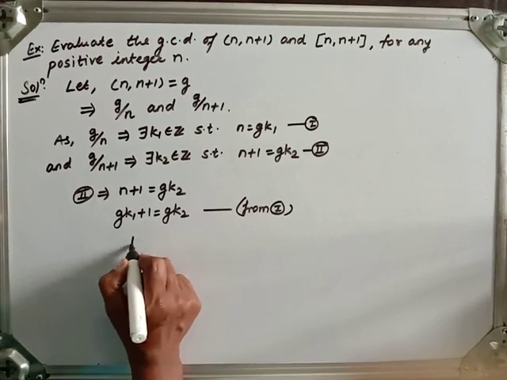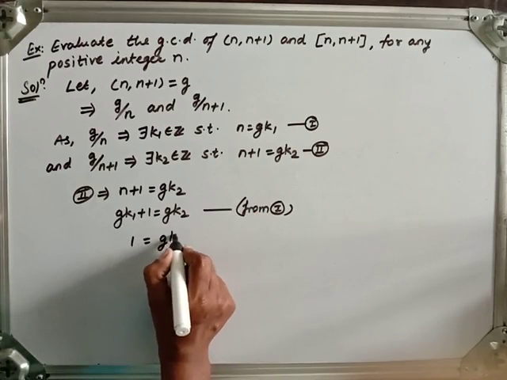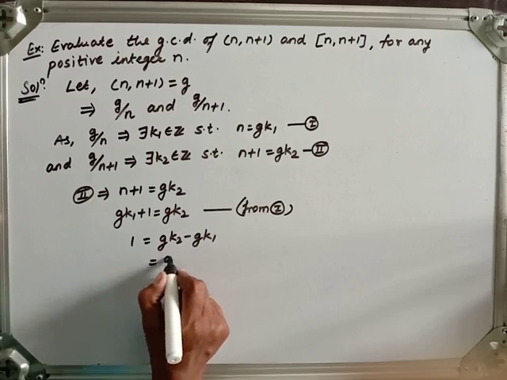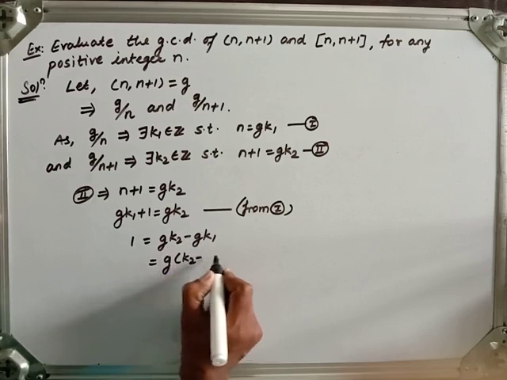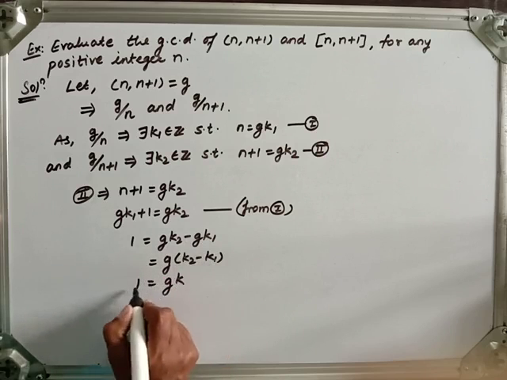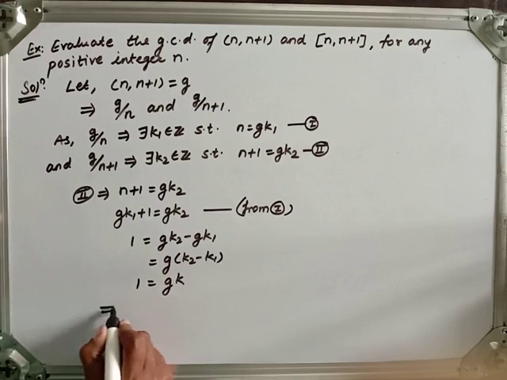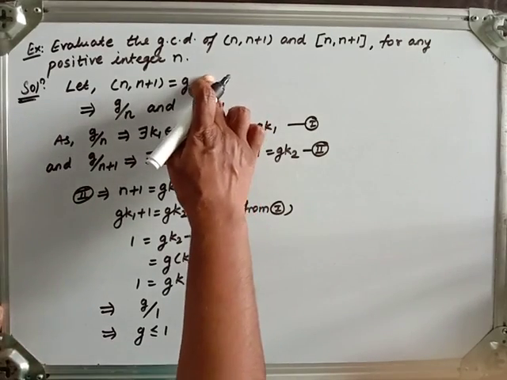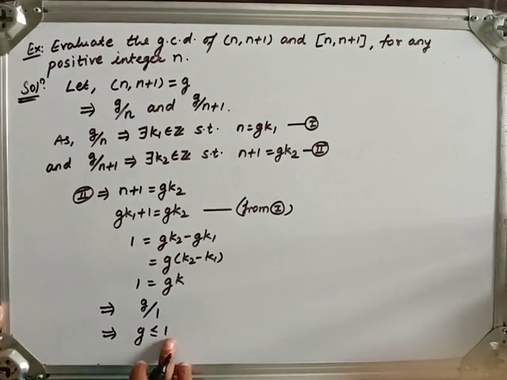Now here we get 1 is equal to G k2 minus G k1. So that is same as G into k2 minus k1. That is same as G into k. 1 is equal to G into k. So this says G divides 1. So one of the properties of divisibility says G is less than or equal to 1. But G is a GCD of n and n plus 1, so it won't be less than 1. So it must be equal to 1.